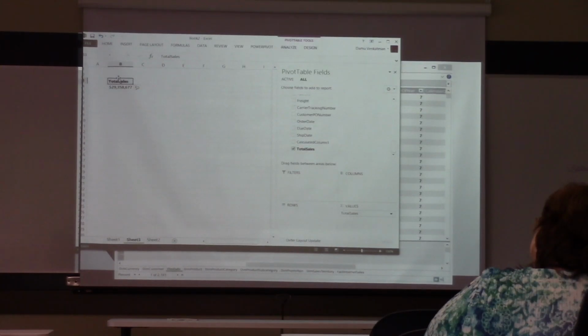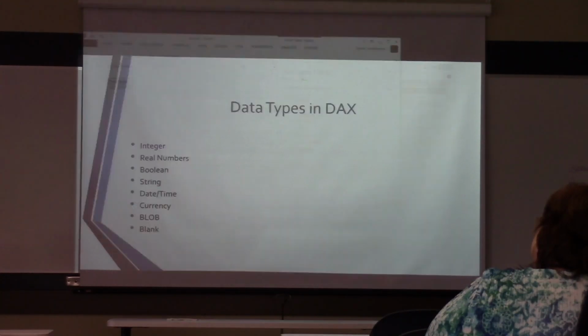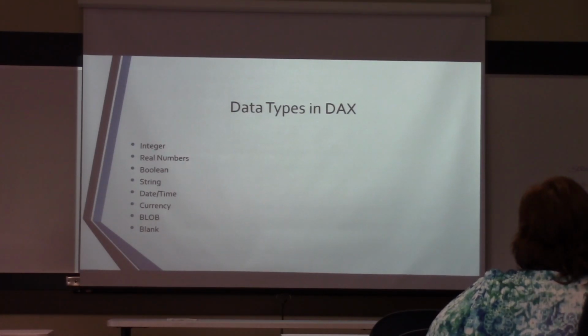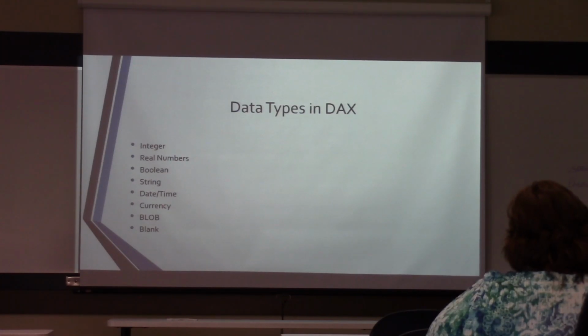So what are the different data types that are available in DAX? Pretty much most of the SQL Server data types are available in DAX because it's a tabular engine that is running inside Excel. So integer, real number, boolean, date, time, currency, all those things. One quick thing to note is there is no data type called null. There is nothing called null inside PowerPivot or in DAX. It's always blank. So it's either a blank or some value there.